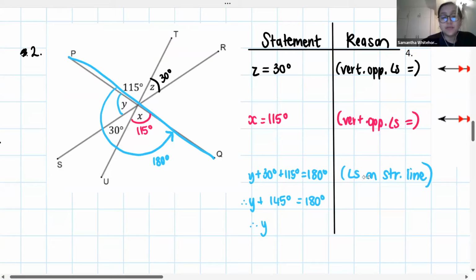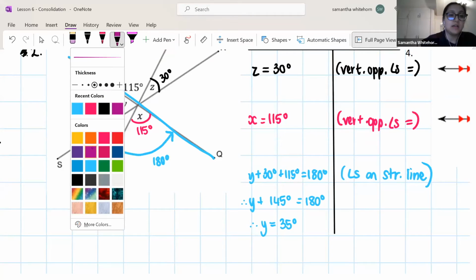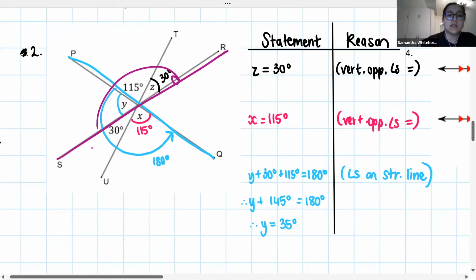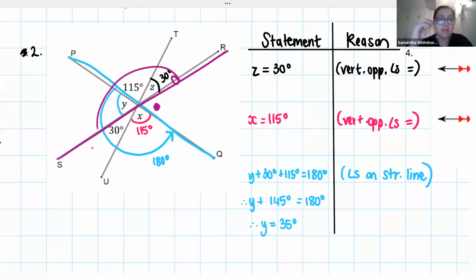Now you don't have to have done it like that. You also could have used the straight line and used angles on a straight line there. If you had made the statement that this angle over here with the big purple dot is equal to 35 degrees because of angles on a straight line, or whatever you've used.